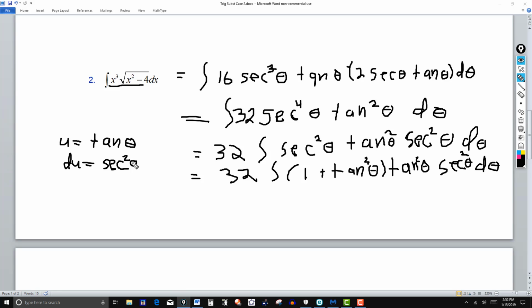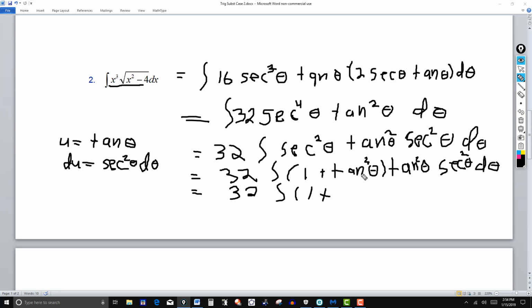So my next step then is to rewrite this in terms of u. So now we're just using a regular u substitution. This tells me that where I have a tangent, I can replace it by u. So let's simplify this a little bit. Here's a tangent squared, so that would be a u squared. Here's a tangent squared, that would be a u squared.